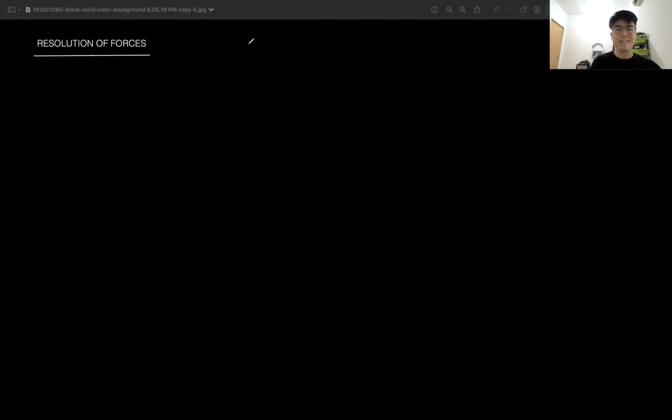So from the previous lesson, we learned about finding resultant force, okay? Given a one-dimensional problem or a two-dimensional problem, we already learned how to get the resultant forces. Here, we will learn the reverse of finding resultant forces. So resolution of forces is like I break down one force into two components of forces. Now let's recap a little bit.